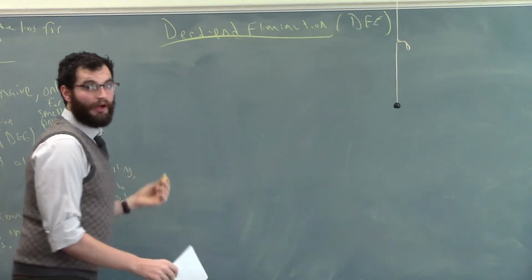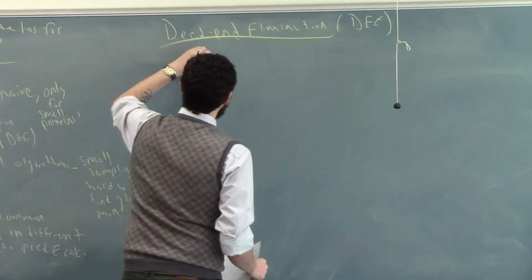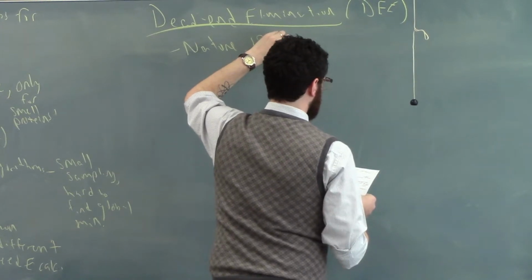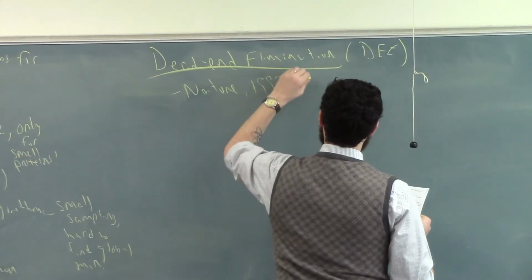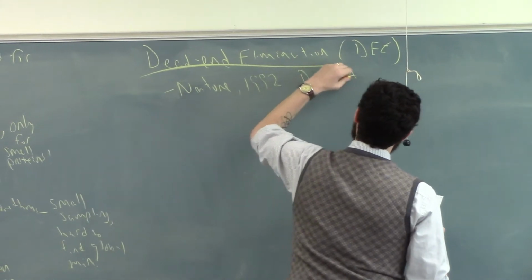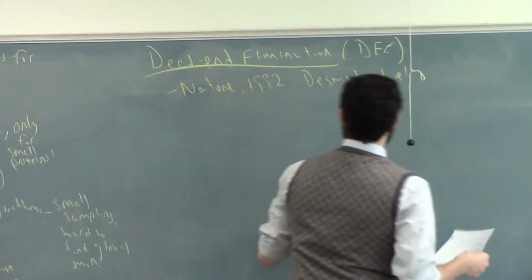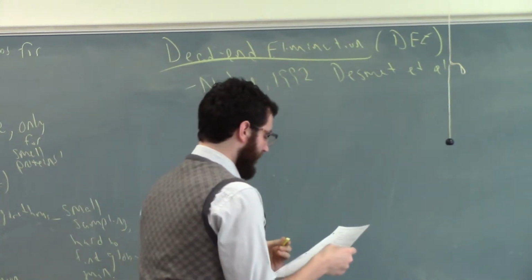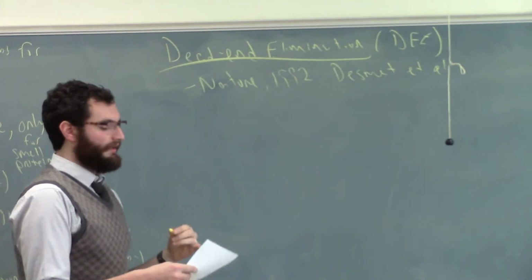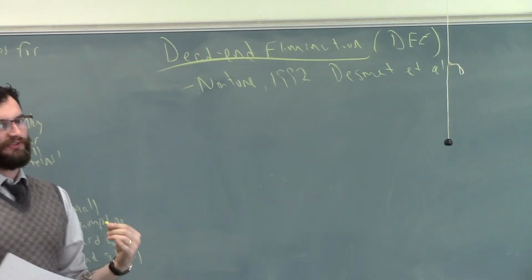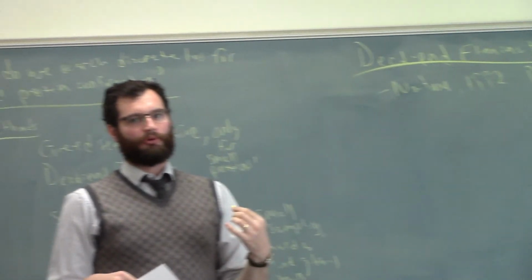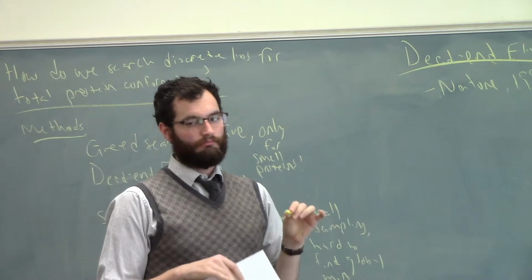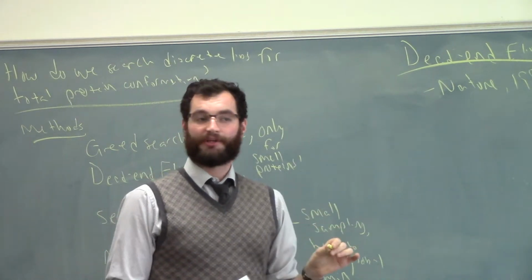Okay, so it's been around for a while. It was published in Nature in 1992 by, I don't know if this guy is French or not, but it would be Desmet et al. And the basic idea is we want to eliminate bad rotamers. So if we can identify a particular rotamer as being incompatible with a global energy minimum, we can eliminate it. We don't have to sample it anymore.